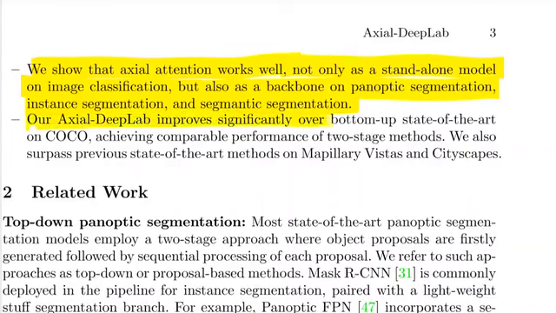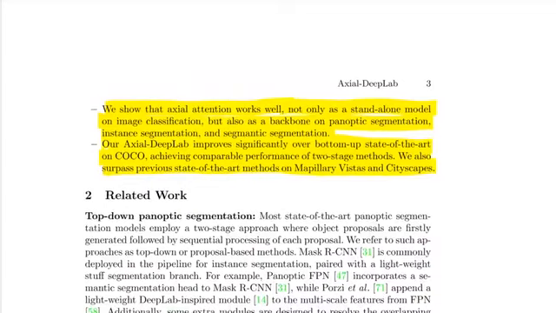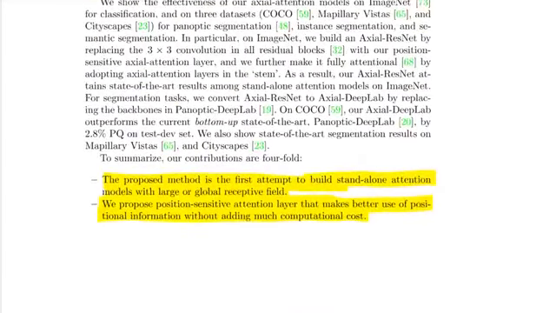Lastly, our Axial DeepLab improved significantly over the bottom-up state-of-the-art on COCO, achieving comparable performance to two-stage methods. We also surpassed the previous state-of-the-art methods on Mapillary Vistas and Cityscapes. So these are various tasks, as I said. And also what they don't mention here is that they perform fairly well on ImageNet.